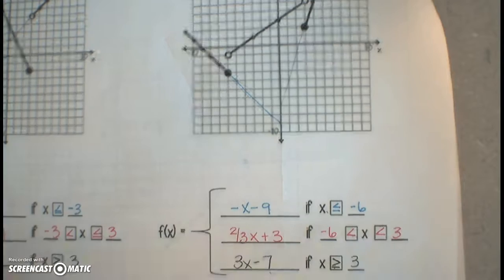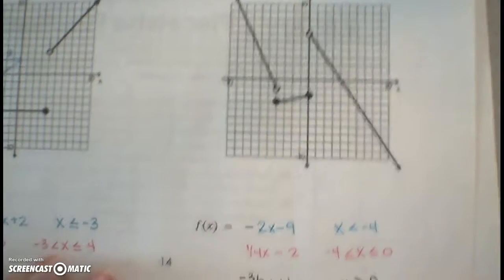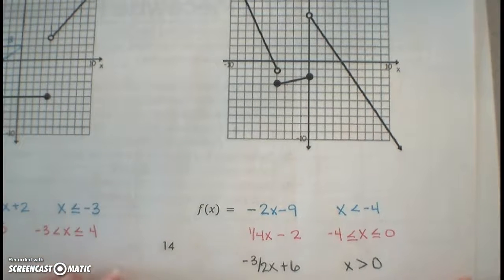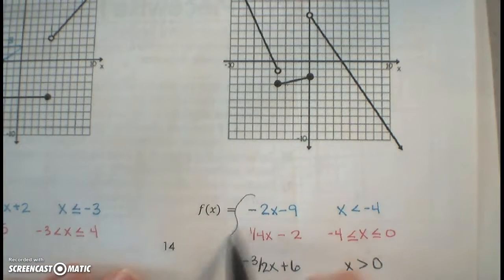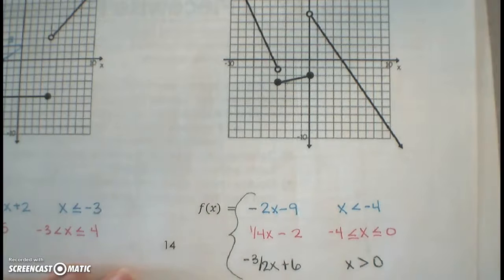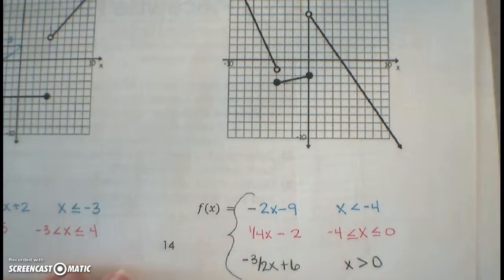Let's take a look at number 4 and see how you did. Number 4, you had a little bit more freedom on that one to write your own. So make sure that everything is correct: intercepts, slopes, and your intervals. I bet you did great.